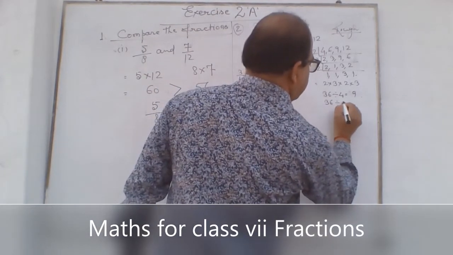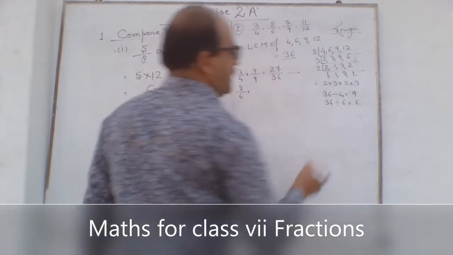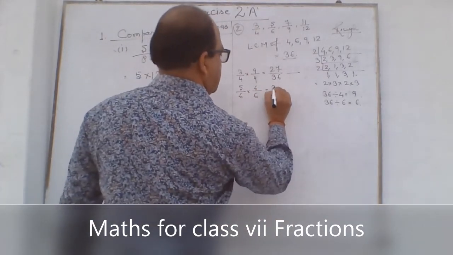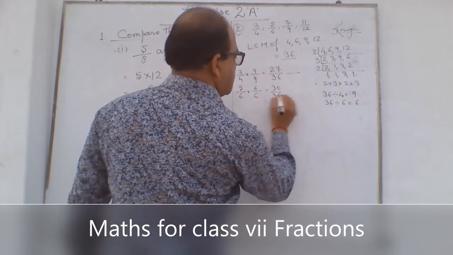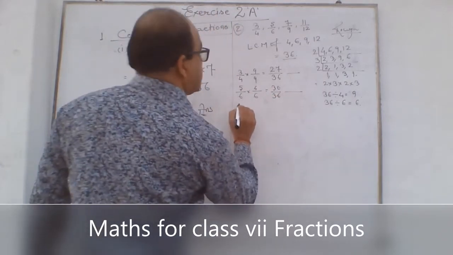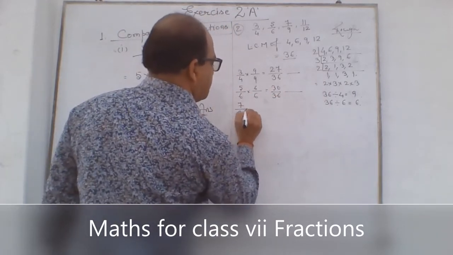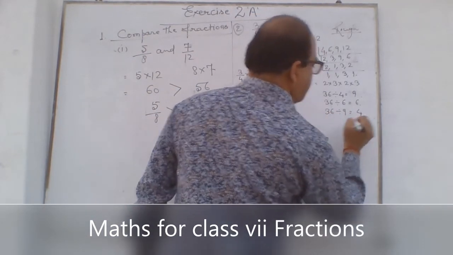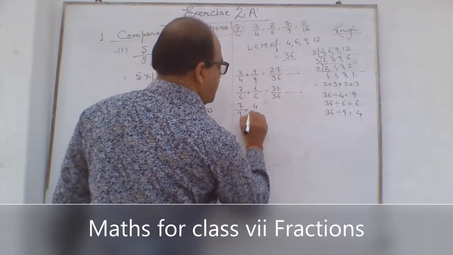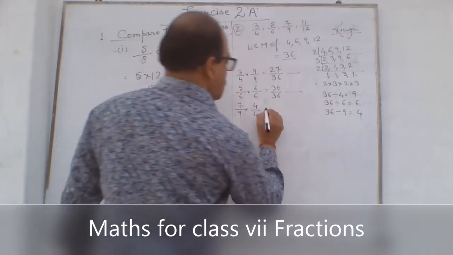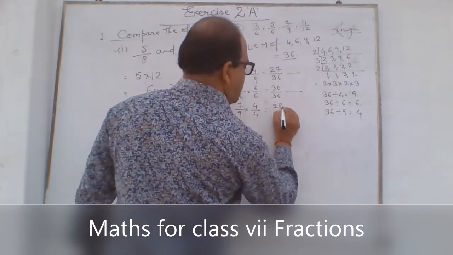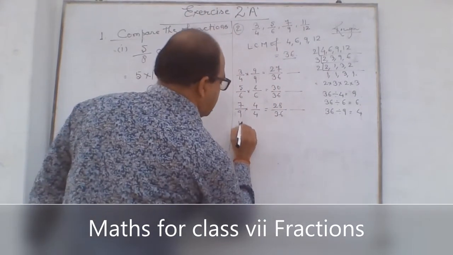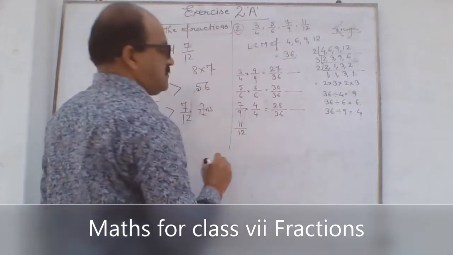36 is divided by 6, we get 6, so we multiply by 6: 30 by 36. Another, 7 by 9. 36 divided by 9, we get 4, so we multiply by 4. 7 4s are 28 by 36. And the last one, 11 by 12.